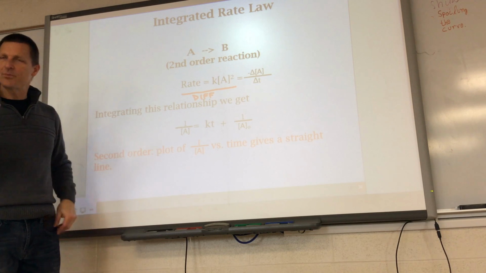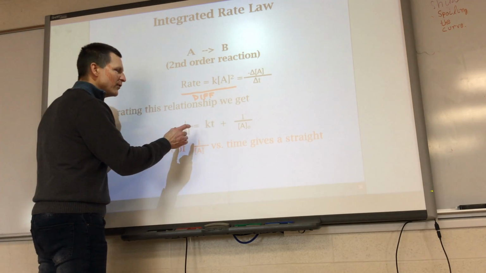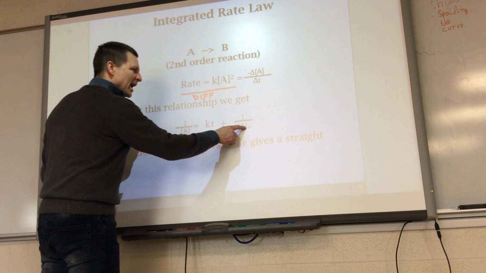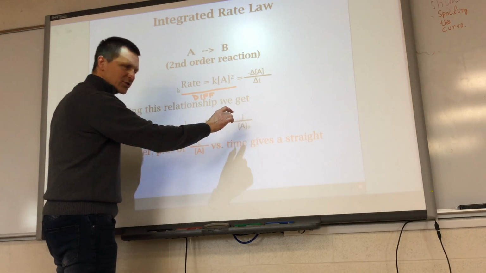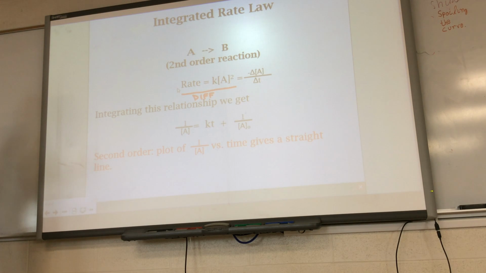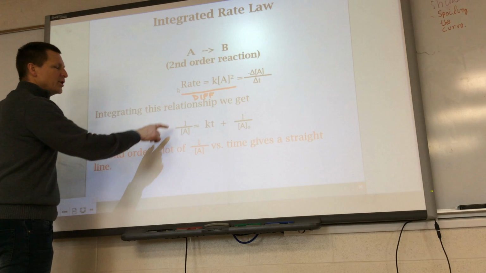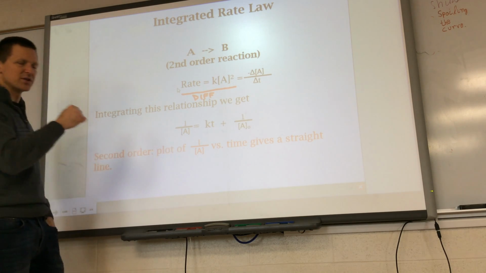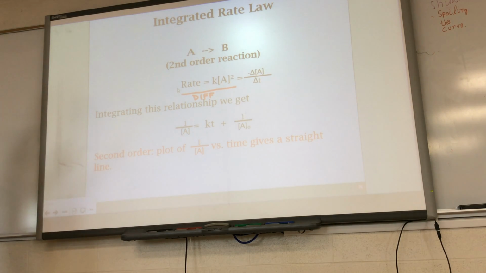And so the same thing happens. If we have K being a constant and whatever the initial concentration was a constant, then we have the graph of the line. It's ugly, but it works. So if you have a second order, when you plot the inverse of the concentration of the reactant versus time, you'll get a straight line.